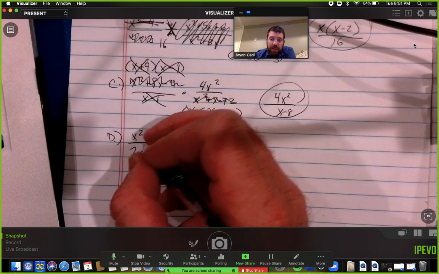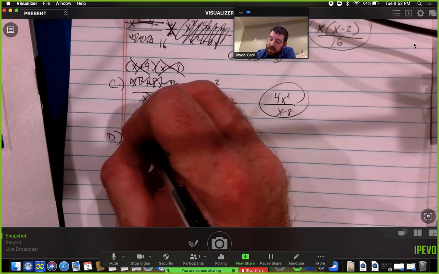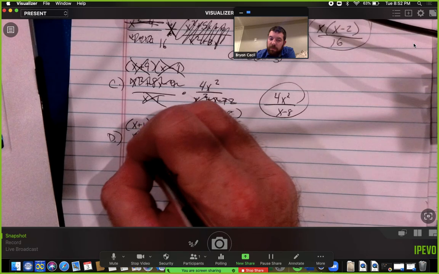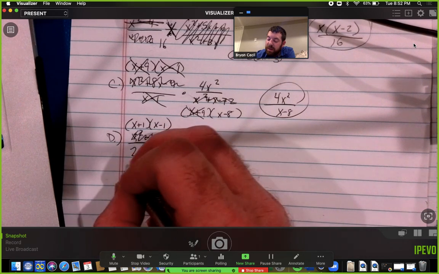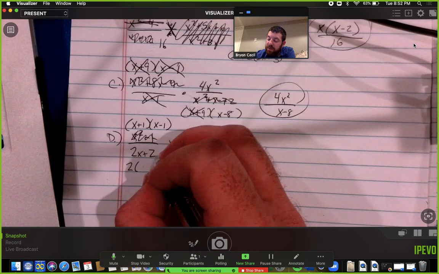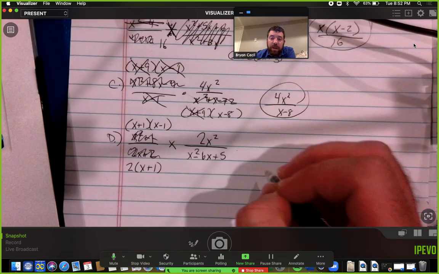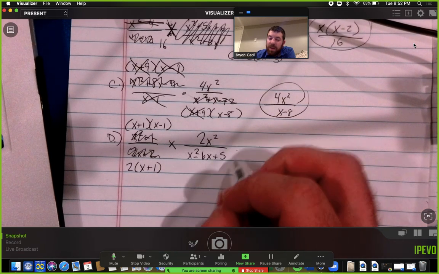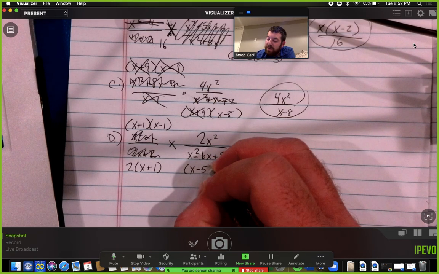Be careful, x squared minus 1 is a perfect square. It is x plus 1, x minus 1. What goes into 2x plus 2? I can pull a 2 out because that's what they share in common. When I divide these by 2, I do get x plus 1. 2x squared is in its simplest form. And when I look here, factors of 5 that when I add them together give me a negative 6. X minus 5, x minus 1.